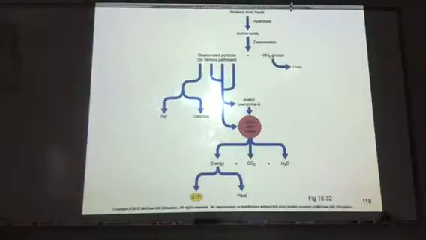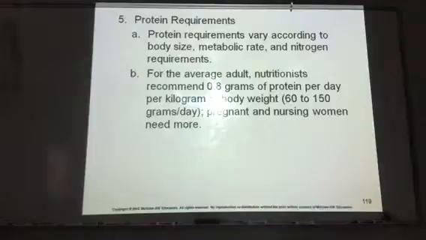Here, a diagram again. Deamination just means that it's taking out the amine groups, which are NH2. And do notice again, it goes to the citric acid cycle, very important for your cells.